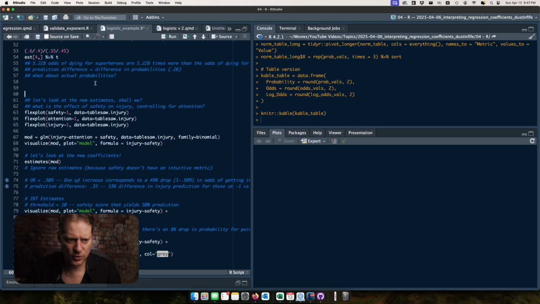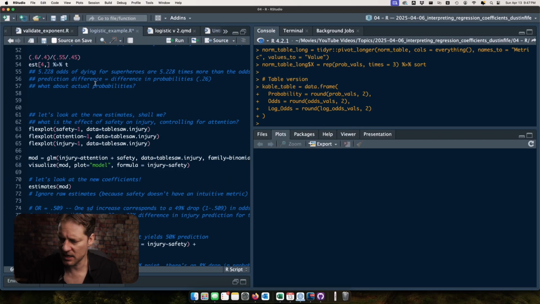So let's go ahead and step into R and see how this applies. Shall we? Let's look at the new estimate. Let me make the screen a bit bigger for you.